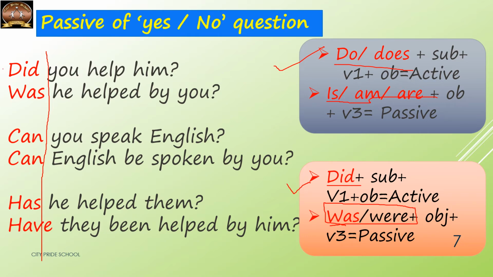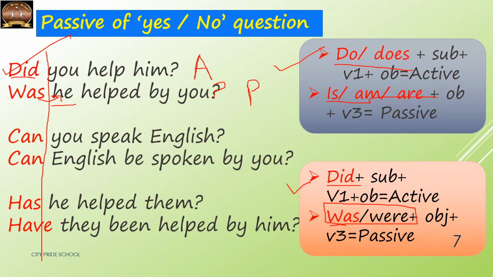For example, did you help him? Now, did is a verb in the past tense. So it can be replaced by was or were, right? Since it is followed by he, a singular subject, it will be replaced by was. Was he helped by you? And interrogative sentences will remain interrogative only, right? So this is the passive sentence and this is active.